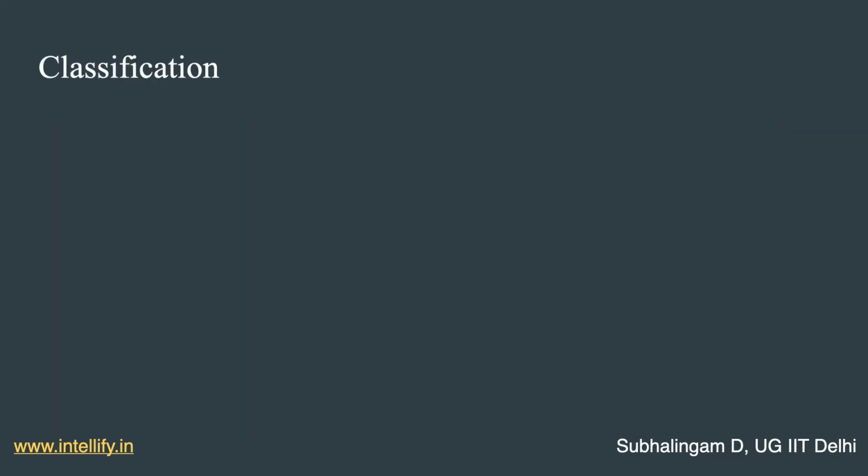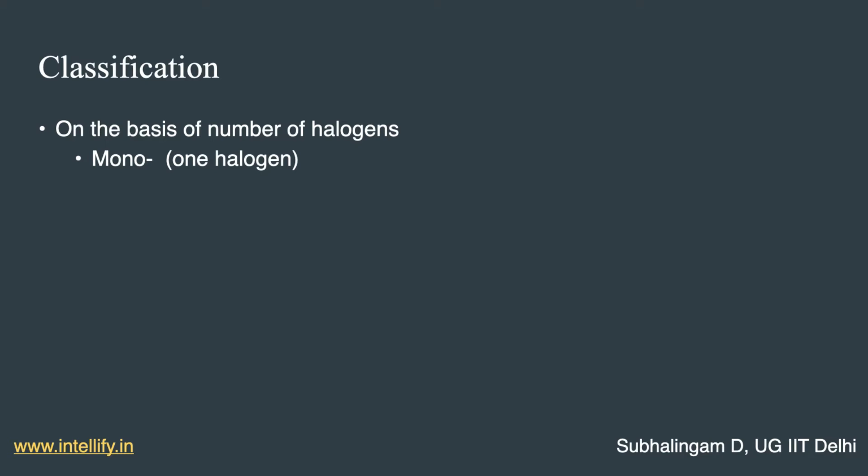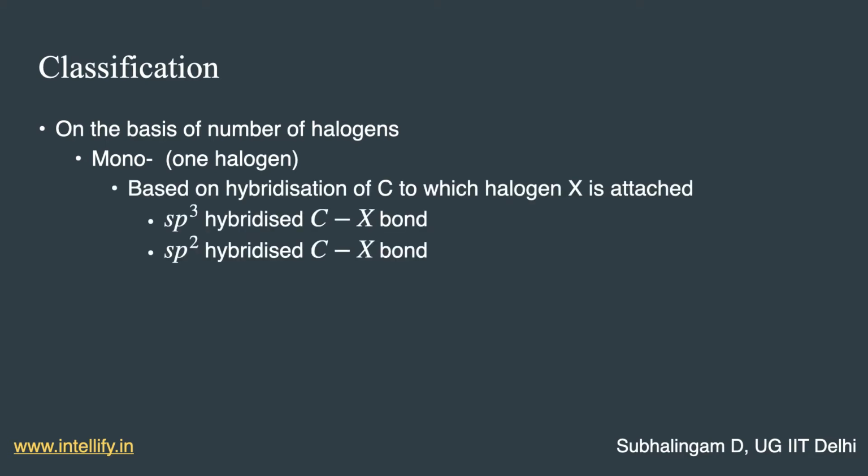Next, let's try to classify the wide variety of compounds we have. So we are going to classify it on the basis of the number of halogens it has. We call it mono if it has only one halogen, and within mono we have further classifications based on the hybridization of the carbon to which the halogen is attached. The carbon can be sp3 hybridized or sp2 hybridized. We will look into this in great detail in the coming slides.